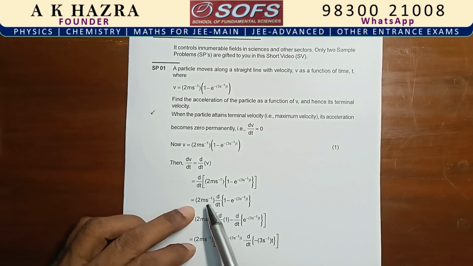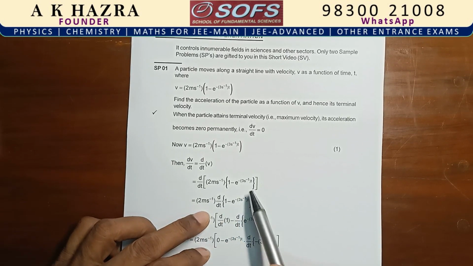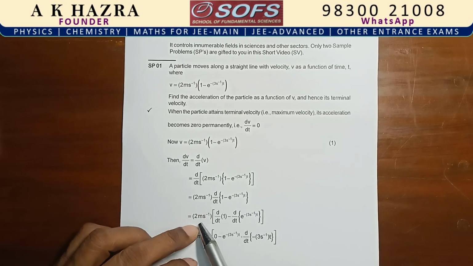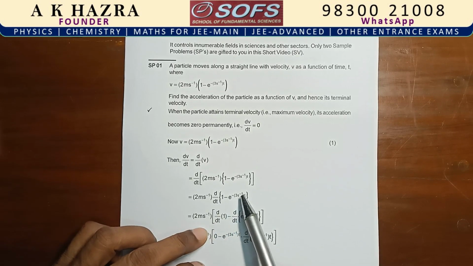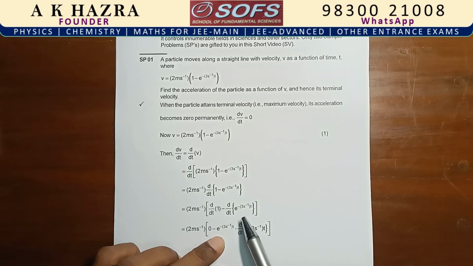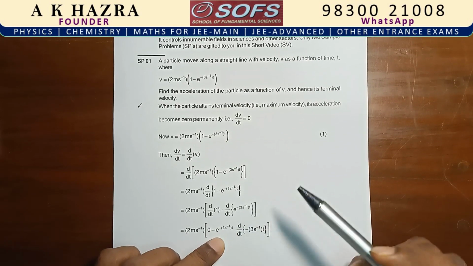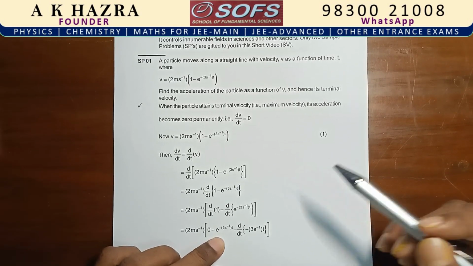It is the commutative law. d/dt of (1 minus e to the power minus 3 per second t) equals 2 meter per second. Again it is a distributive law. d/dt of 1 minus d/dt of e to the power minus 3 per second t. This d/dt of 1, constant, is 0, minus, again you see there is a standard result, d/dz of e to the power z is equal to e to the power z.